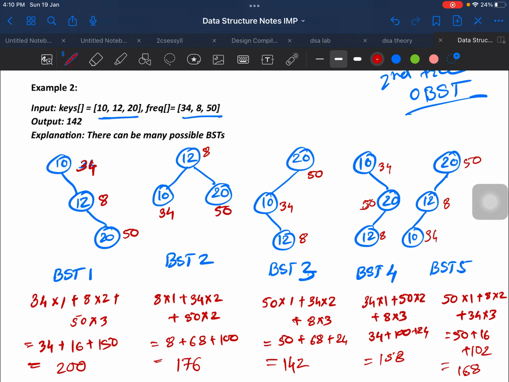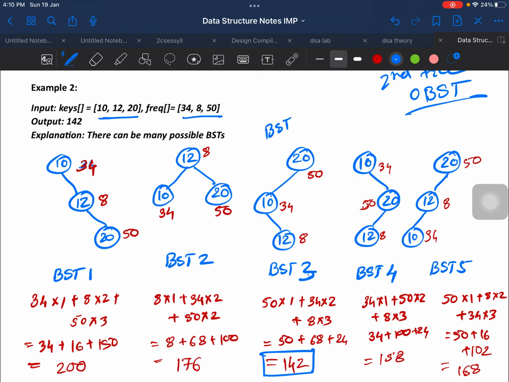Okay, so see guys, here we can clearly see that BST3, which we drew earlier, has the minimum cost. So this BST3 is the OBST, optimal binary search tree.